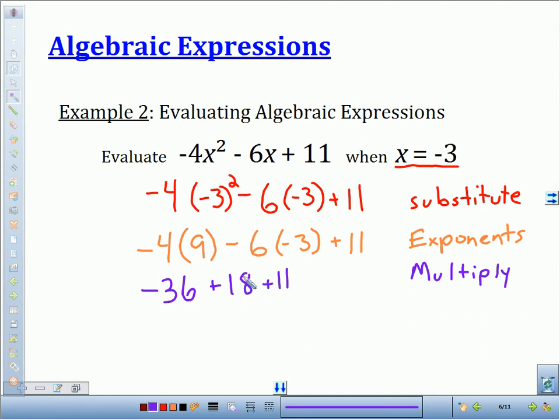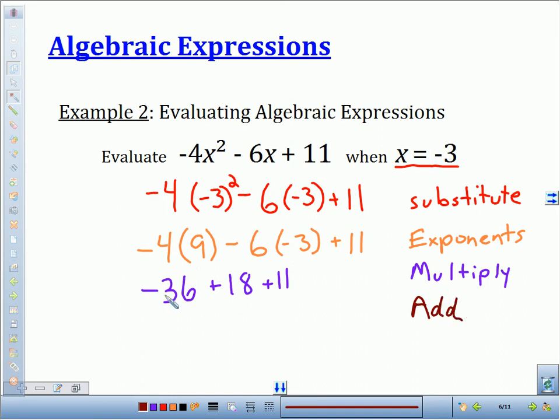So I've multiplied negative 4 times 9 and negative 6 times negative 3. And I've got negative 36 plus 18 plus 11. That's all of my multiplication. My last step then is simply to add. So I'm going to add for my last step.